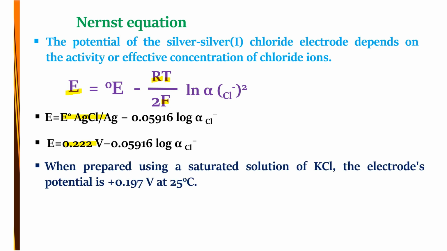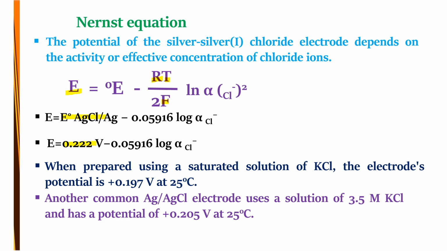When prepared using a saturated solution of potassium chloride, the electrode's potential is 0.197 volts at 25 degrees centigrade. Another common silver chloride electrode uses a solution of 3.5 molar potassium chloride and has a potential of 0.205 volt at 25 degrees centigrade.